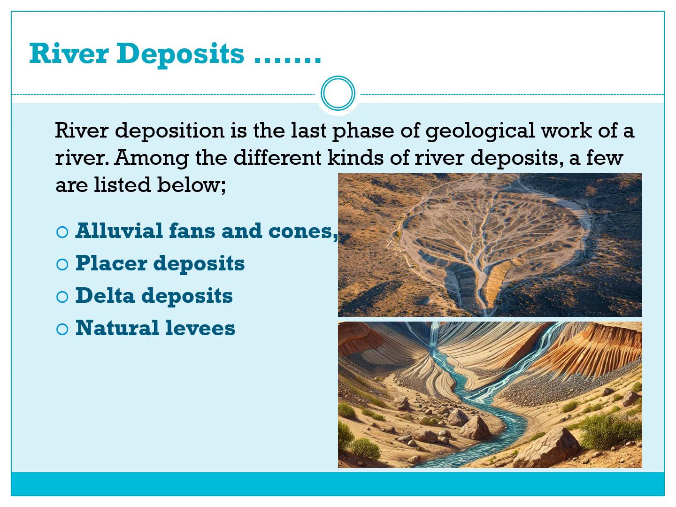Placer deposits. These are accumulations of valuable minerals like gold, platinum and diamonds that have been concentrated by the action of flowing water. Delta deposits. Deltas form where a river enters a large body of water like an ocean, sea or lake and deposits its sediment load. The river's velocity decreases as it meets the larger body of water, causing deposition. Natural levees. These are elevated ridges of sediment that form along the banks of a river during floods.